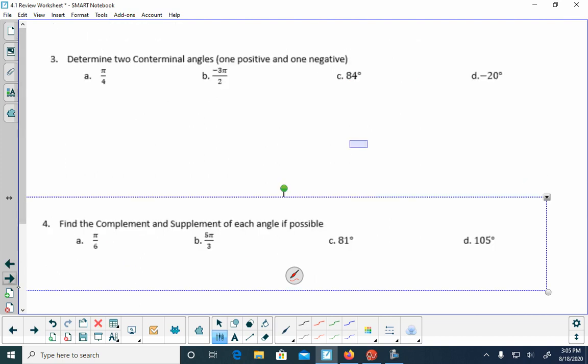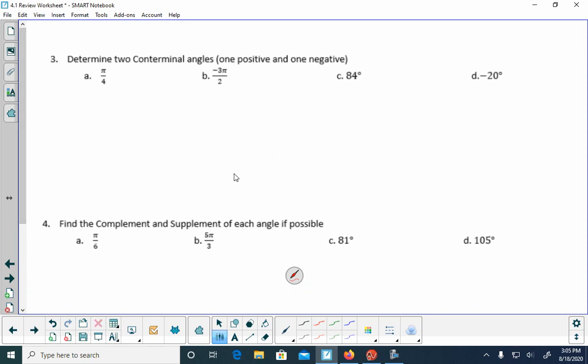Okay, going on to number 3, determine two coterminal angles, one positive and one negative, for pi over 4. So remember, coterminal angles are two angles that are different. They have the same initial side and the same terminal side, but they have an extra lap around the unit circle. Since this one's in radians, I'm going to add and subtract 2 pi. So I'm going to take pi over 4 and add 2 pi, and when I do that, I get 9 pi over 4. That's positive, so that'll be my positive one.